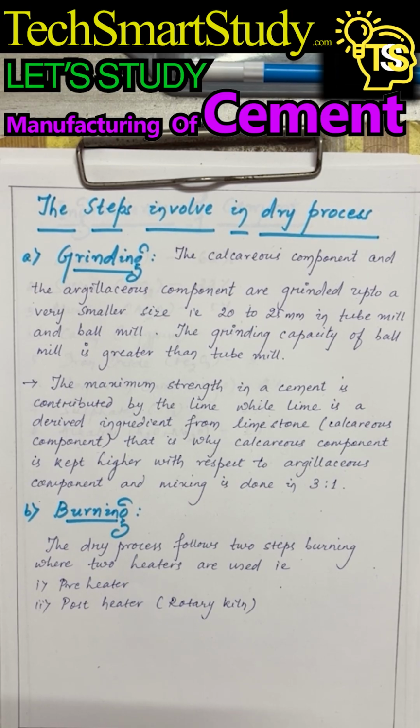Now for grinding we need two machines. One is tube mill and the other is ball mill, where the calcareous component which is rich in calcium and the argillaceous component which is rich in silica and aluminum are ground, and the particle size after they are ground is generally 20 to 25 mm in tube mill and ball mill, and the grinding capacity of ball mill is usually greater than tube mill.